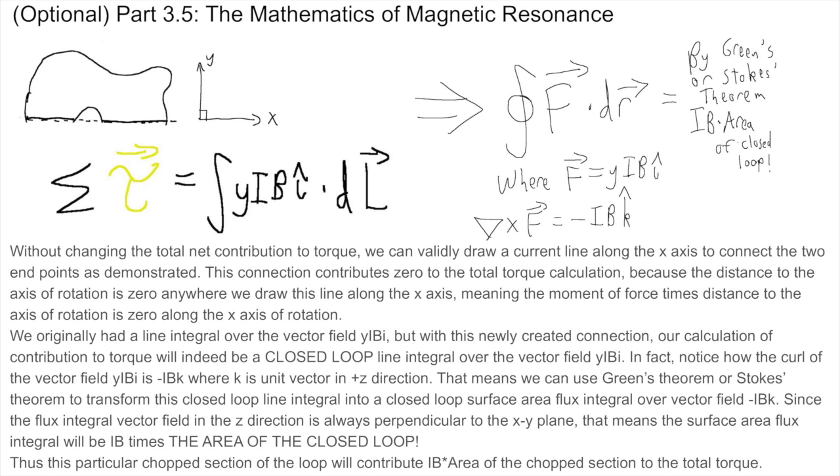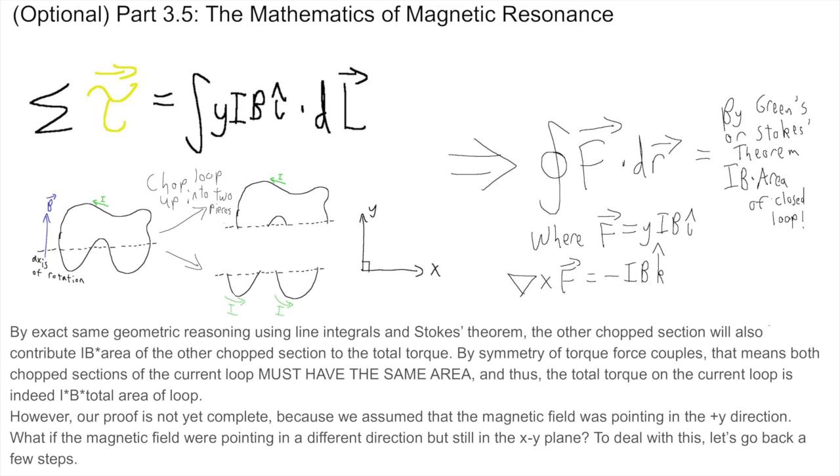Thus, this particular chopped section of the loop will contribute I times B times the area of the chopped section to the total torque. By the exact same geometric reasoning using line integrals and Stokes' theorem, the other chopped section will also contribute I times B times the area of the other chopped section to the total torque. By symmetry of torque-force couples, both chopped sections of the current loop must have the same area, and thus the total torque on the current loop is indeed I times B times the total area of the loop.